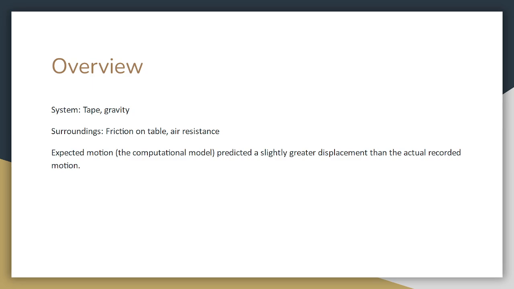So, overview. The system includes the tape and the gravity, and the surroundings include any other force acting on the tape, which includes friction and air resistance. And overall, the expected motion predicted a slightly greater displacement than the actual recorded motion.